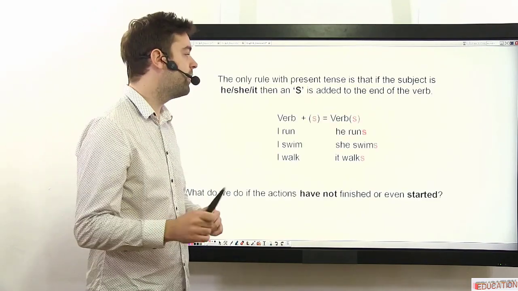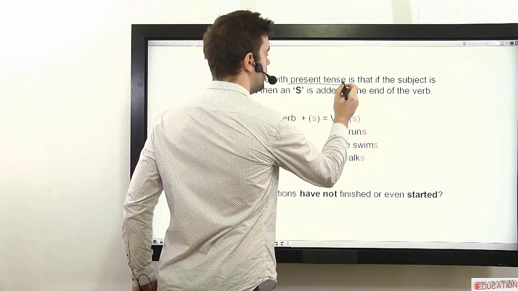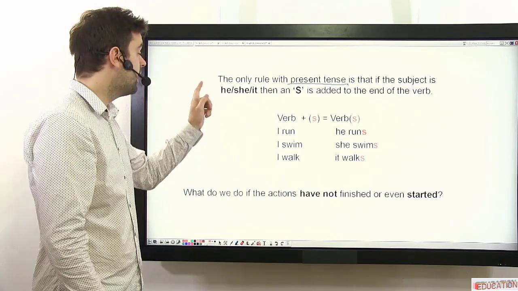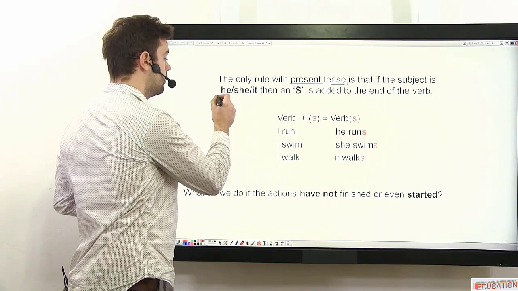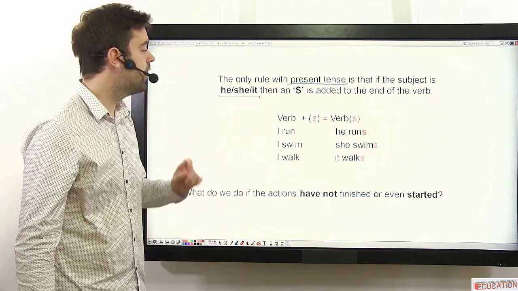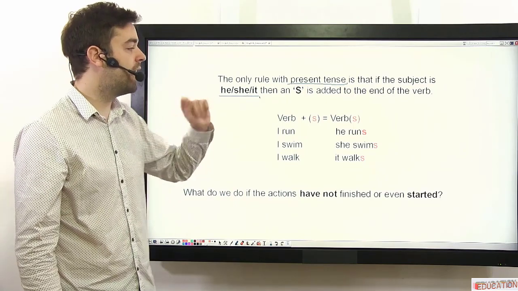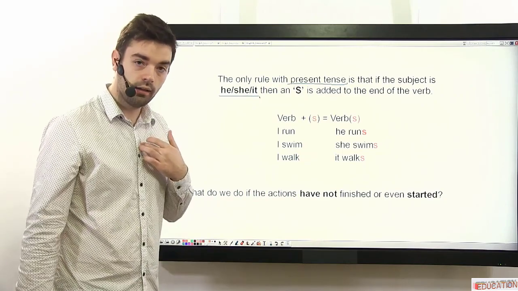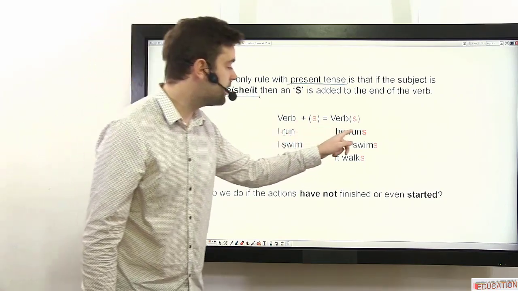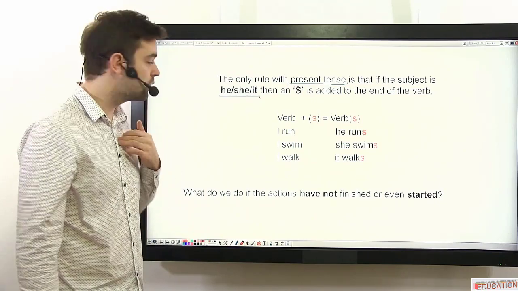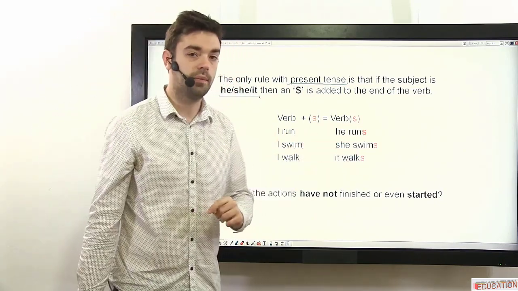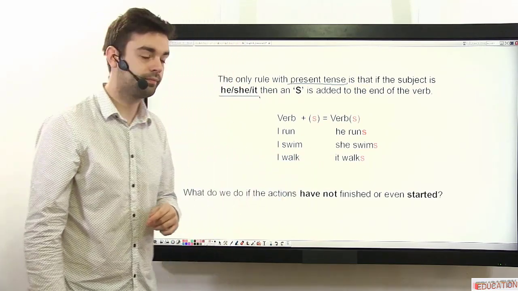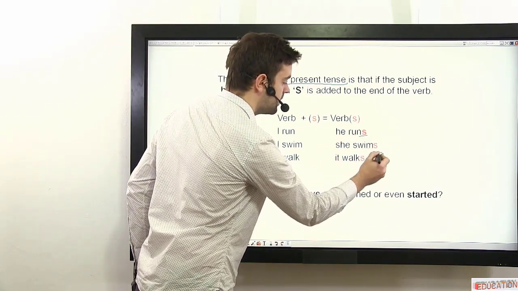The only rule with the present tense is that if the subject is he, she, or it, then an S is added to the end of the verb. For example, I run, he runs. I swim, she swims. I walk, it walks. Just the S.